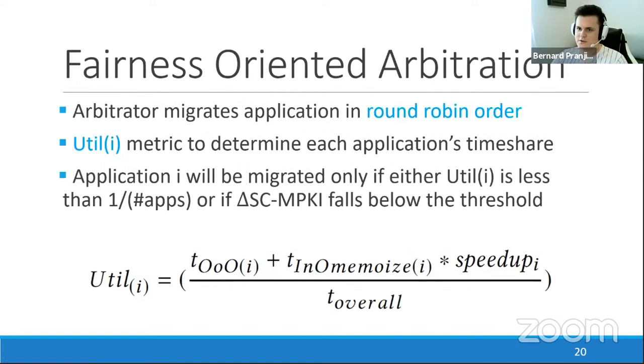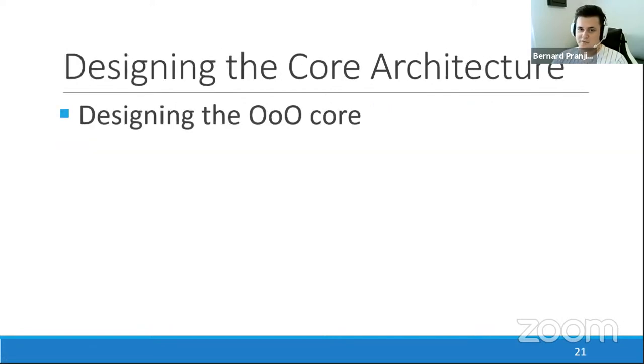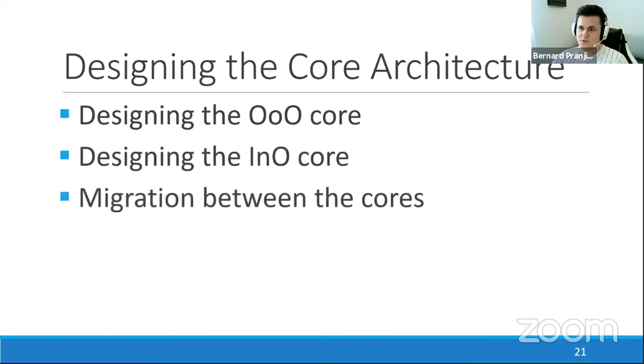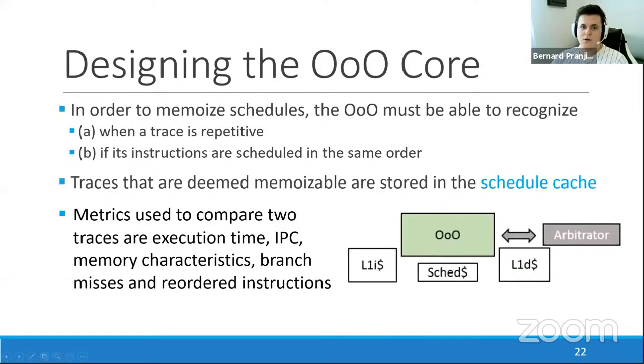Okay. Then when it comes to designing the core architecture, we have to design the out-of-order core, the modified in-order cores, and the migration between the cores. So in order to memoize schedules, the out-of-order core must be able to recognize when the trace is repetitive and if its instructions are scheduled in the same order. So naively, you would just compare two schedules side by side, but this is obviously very expensive. So instead, you compare certain metrics to see if two traces are similar. And if they are similar, so if they are matching, they are stored in the schedule cache.